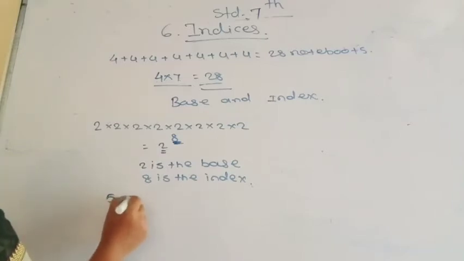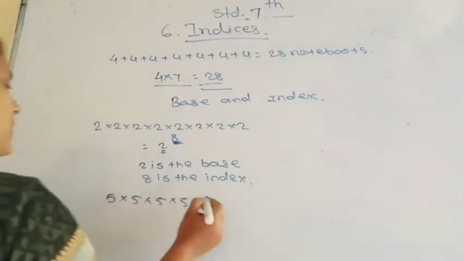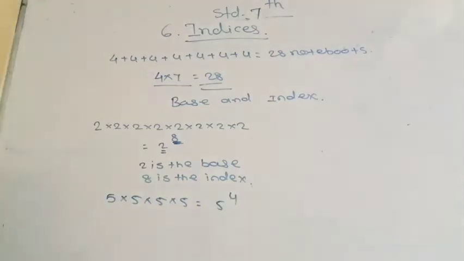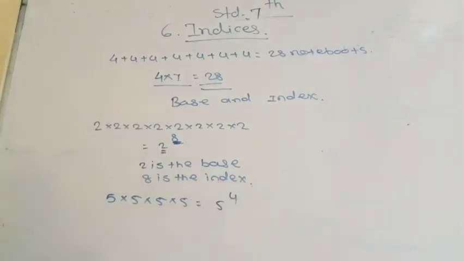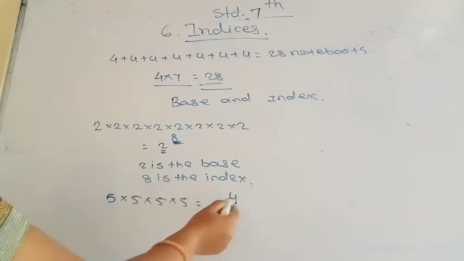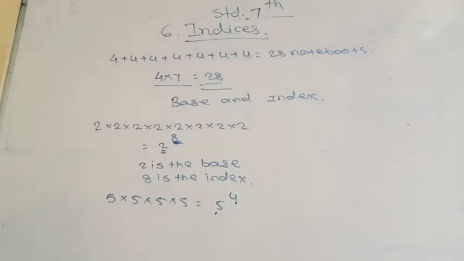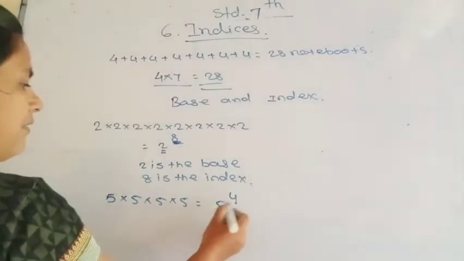See one more example. 5 into 5 into 5 into 5, four times, in short form is 5 index 4. Here 5 index 4 is the index form. In this number, 5 is the base and 4 is the index. This is read as 5 raised to the power 4, or the 4th power of 5.